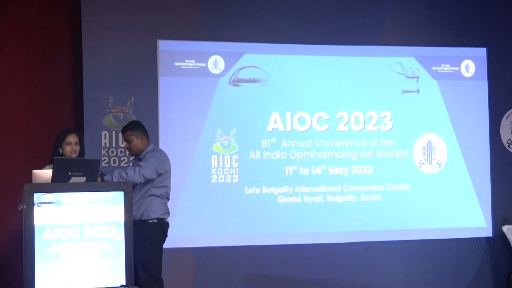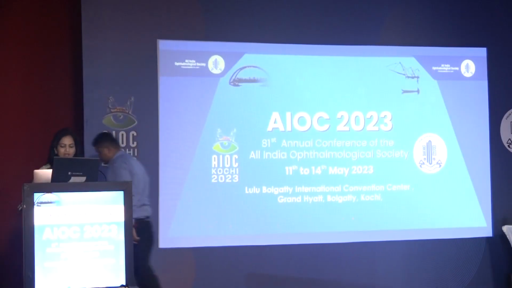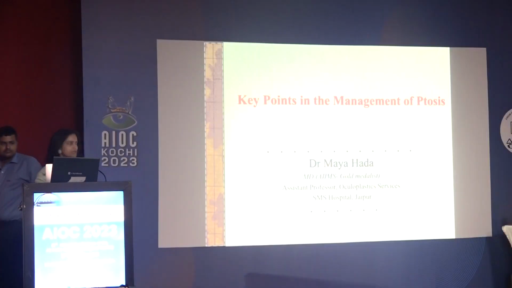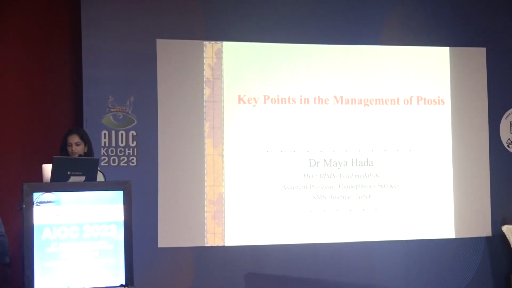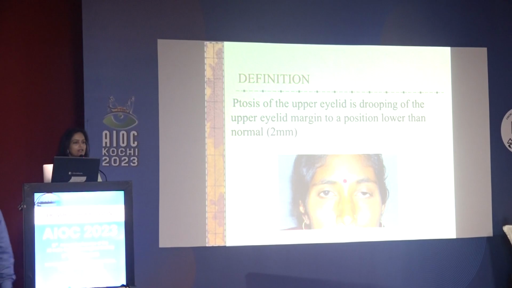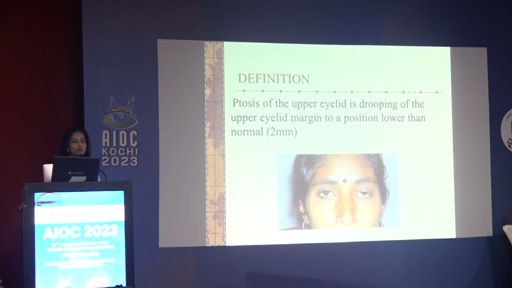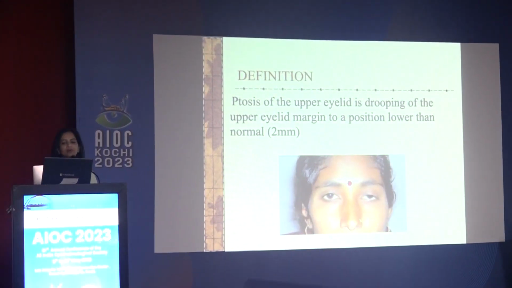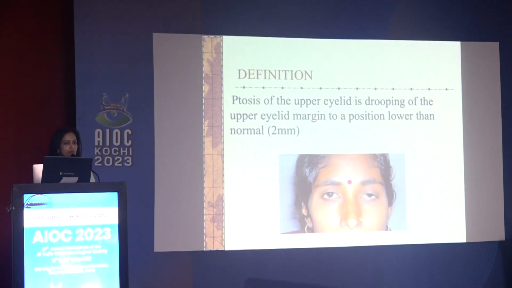Keeping in mind that the session is meant for postgraduates, I have prepared my talk accordingly. I'll be discussing the key points in the management of ptosis. Before that, I'd like to go through how you should evaluate the important points in ptosis workup. You know that ptosis is basically the drooping of the upper eyelid by more than 2 mm.